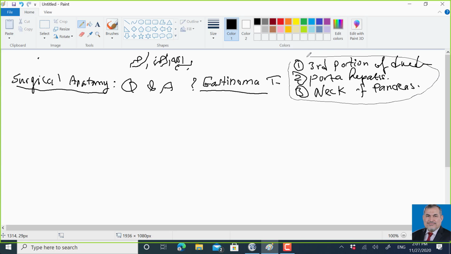What is gastrinoma? The gastrin secreting cell tumor. This is gastrinoma, okay?